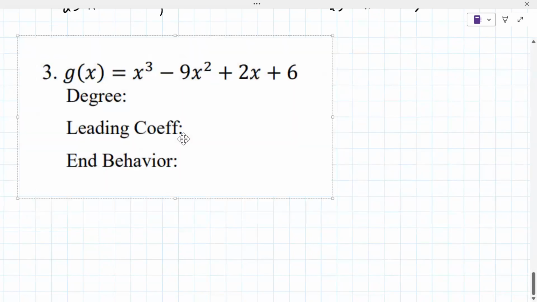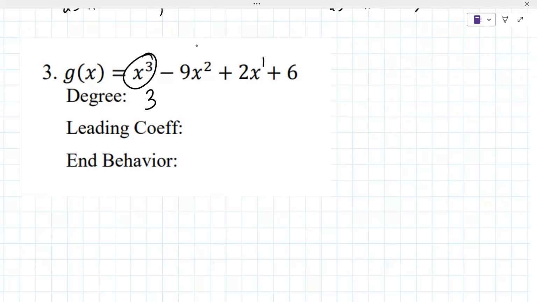There's a bit more to this. The degree is what I've been referring to as even and odd, and you'll notice that this one has an odd, an even, and an odd there. So you choose the highest degree. So that says degree 3. The leading coefficient is the number in front of x cubed, which is 1.